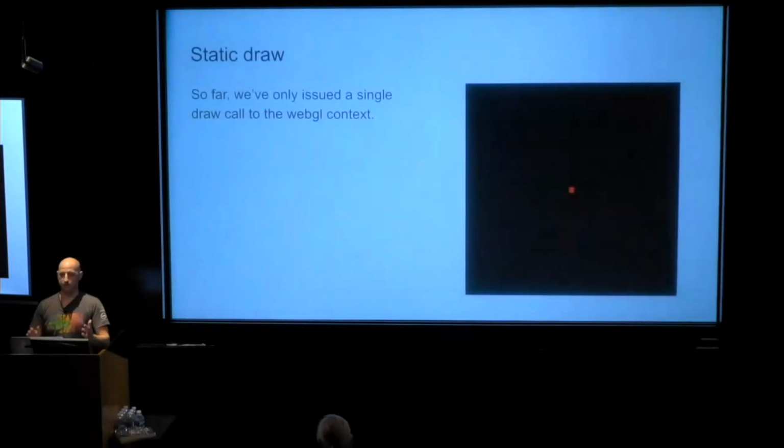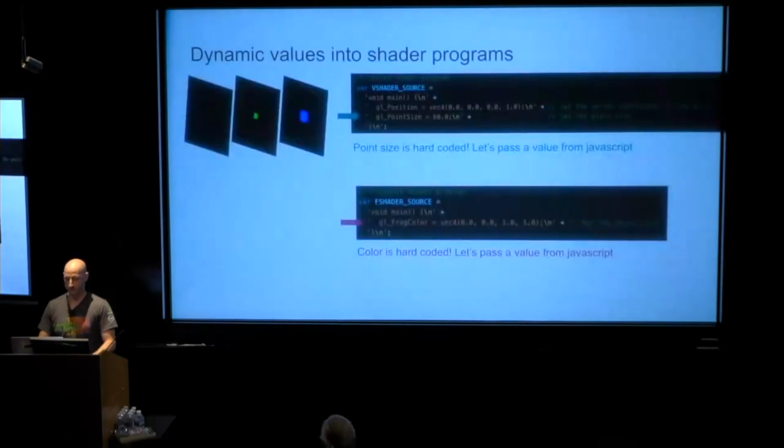All right, so up until now, we've been doing just a single static draw. We've been asking it to draw 1 point and only once. Now, the problem here is that this point size is hard-coded, and we want to animate this over time. So how do we remove this hard coding from our shader? Similarly, the color is hard-coded, but in this first program, we'll just work on changing the point size.